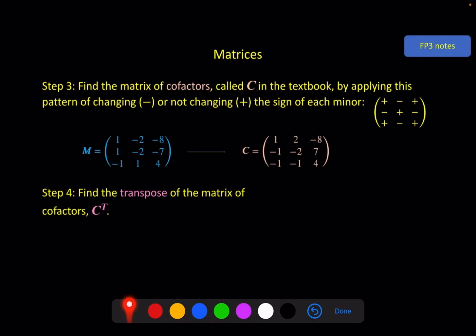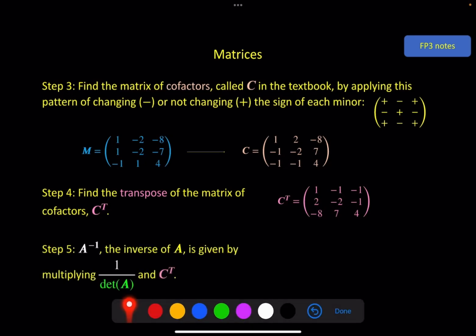Transpose is fairly easy, we've done that before. Turn the columns into rows, and we get this. And we're almost finished now, because the last step is to put your determinant together with the transpose of the cofactors. In the usual sort of way, we have a 1 divided by the determinant of A. From your 2x2 work, you remember that, and we're going to multiply it by this matrix.